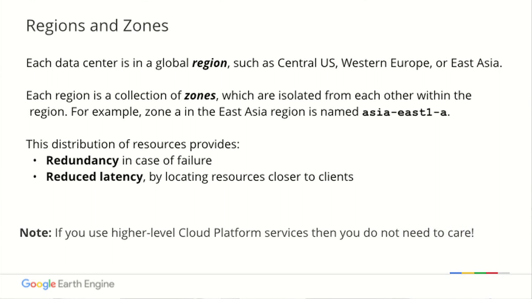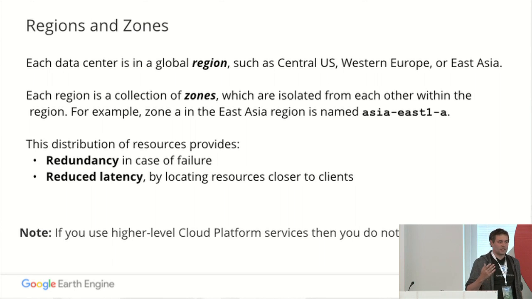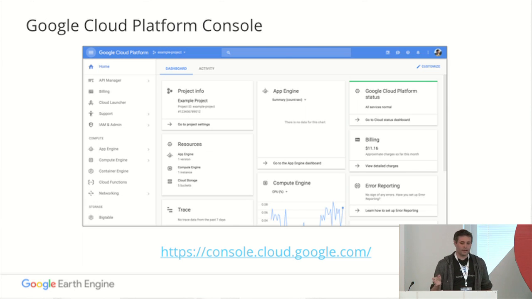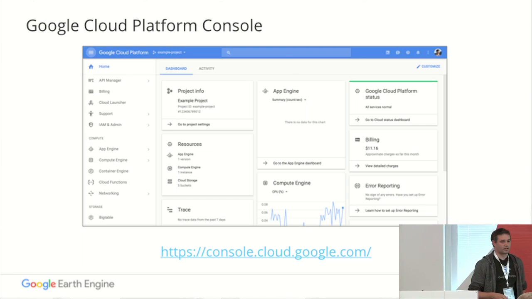And if you only use these serverless higher level cloud platform services, then you get to not care about any of that. So if you're just using Earth Engine together with Cloud Machine Learning Engine or something like that, you don't need to care. It's only if you use lower level services that you get to care. All that is managed in a couple different ways. There's a console at console.cloud.google.com where there are UIs for managing all the different cloud products.